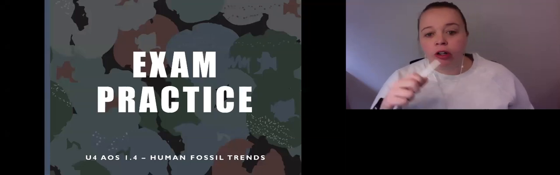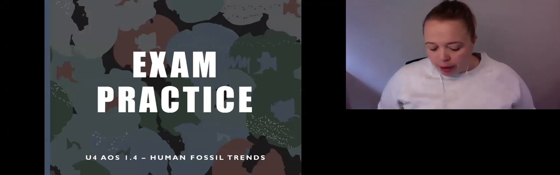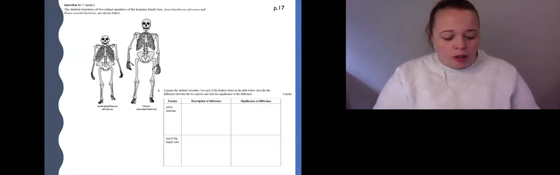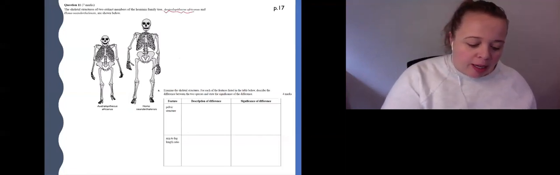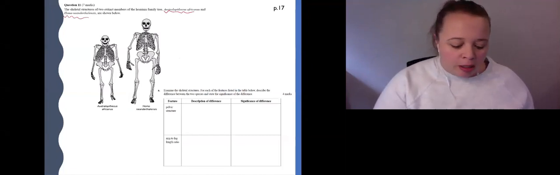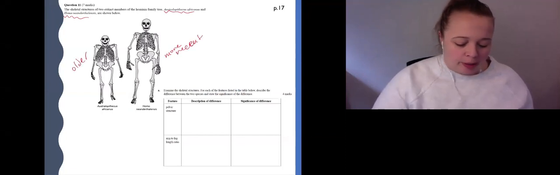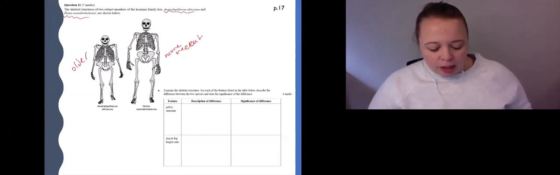This video is going to go through some exam questions that have to do with those trends that we just finished. So here we have the skeletal structures of two extinct members of the hominin family tree. We've got Australopithecus afarensis, and we've got the Homo neanderthalensis. So we know this one is more recent and this one is older. Okay, so examine the skeletal structures. For each of the features listed, describe the difference and state the significance.